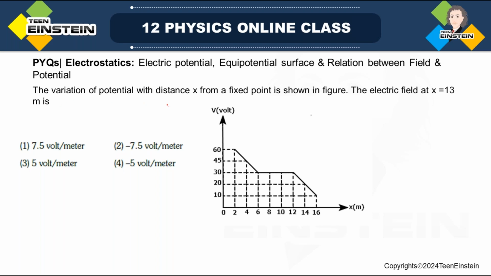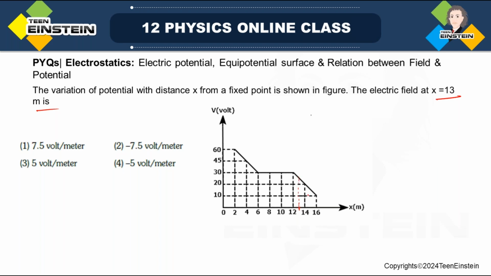the variation of potential with distance is given. Okay, you can see that. Variation of potential with distance x from a fixed point is shown in the figure. So there is a nice variation, you can see that. Okay, the electric field at 13 meter, 13 meter is somewhere here. So this is 13 meter.